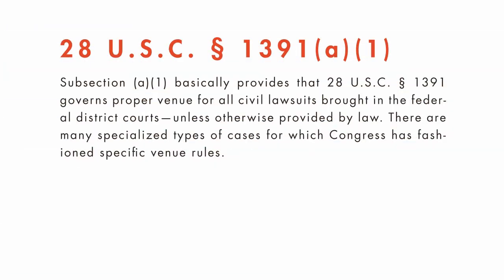Let's start with 1391(a), particularly 1391(a)(1). Subsection (a)(1) basically provides that Section 1391 governs proper venue for all civil lawsuits brought in the federal district courts, unless otherwise provided by law. There are many specialized types of cases for which Congress has fashioned specific venue rules which differ from Section 1391. Professor Glannon, citing a study by the American Law Institute, notes that there are over 200 specialized venue statutes in the U.S. Code.